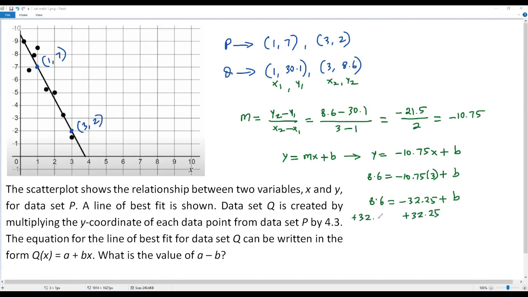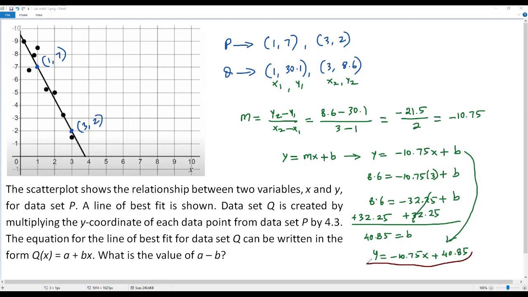Okay, now let me add 32.25 to both sides of the equation. Let me do it, 32.25. When I do so, this negative value and positive value will cancel out. Okay, now let me add 32.25 and 8.6. When I do so, I'm getting 40.85 on the left side. Let me write over here equals b. Okay, here I got the value of b. Now we can plug in this value for b over here in this equation. Then we get y equals negative 10.75x positive 40.85. Okay, here I got the equation of line of best fit for data set Q.